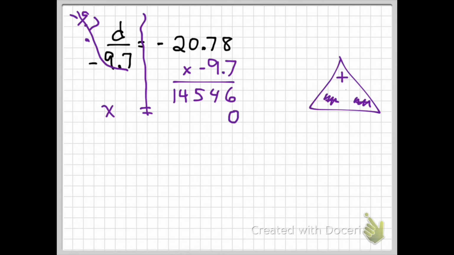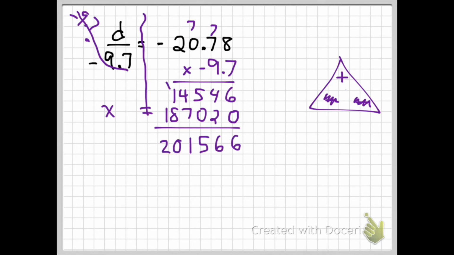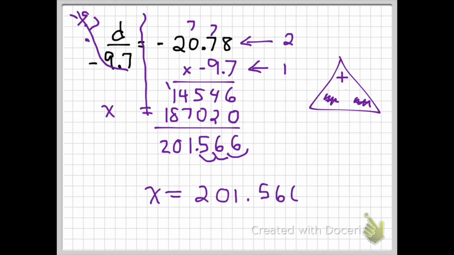Remember, we put a 0 in here as a placeholder. 9 times 8 is 72. That's 63, 70, 0, 7, and then 18. We'll go ahead and add 6, 5, 11, 10, 20. All right, now remember, there's 2 decimal spots here. 1 here, giving us a total of 3. We slide from the right. So our final answer will be x equals 201.566, and it's positive as we indicated before.